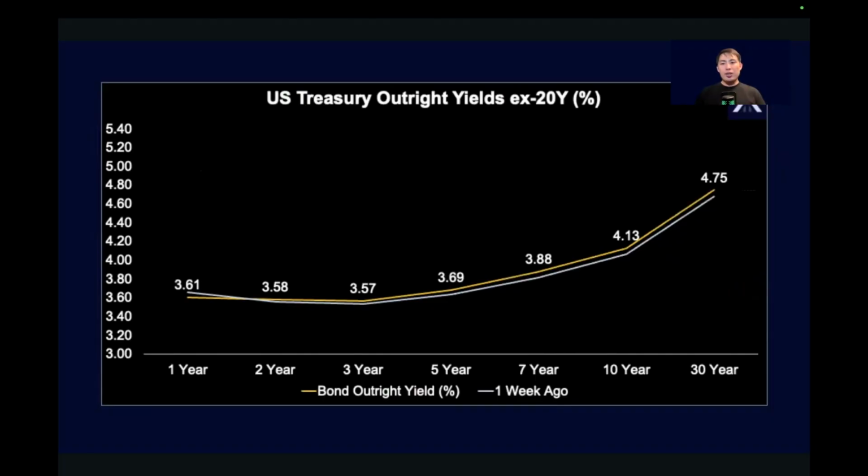The Treasury yields have steepened slightly over the past week. So we're seeing the 30-year yield at 4.75%, whereas the 1-year and 2-year yields are around the 3.6% level. So there is pretty much a normal curve now. We don't have as much inversion anymore in the front end.